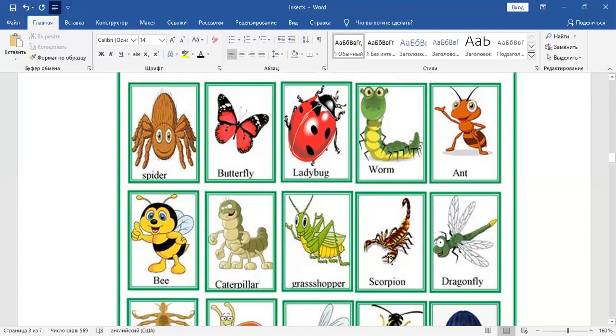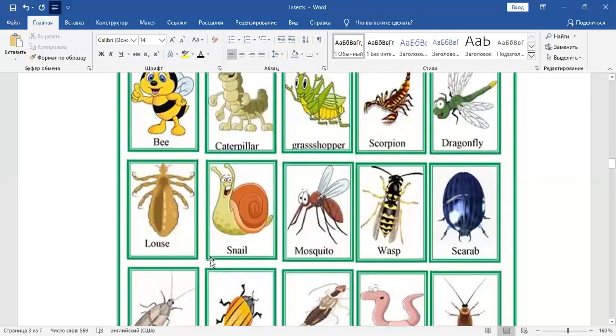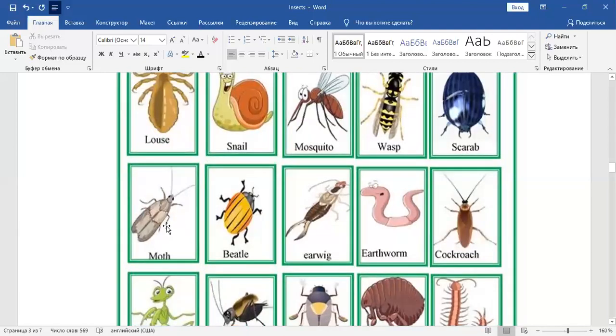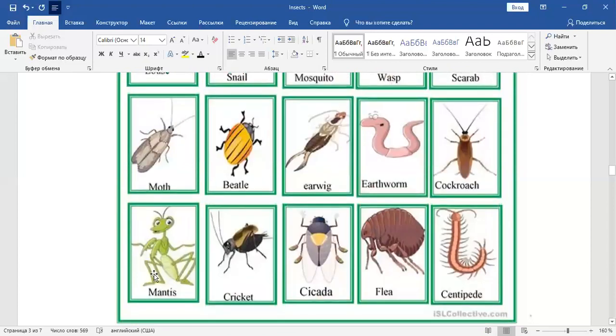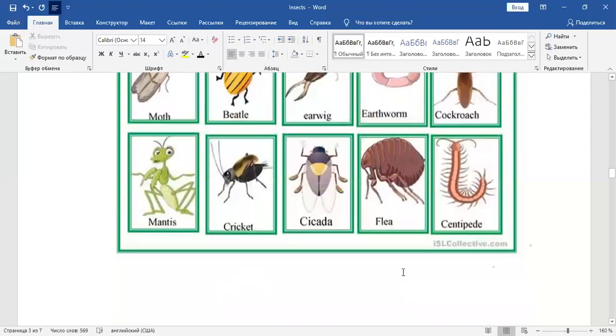Grasshopper, it's also nice. Scorpion, dragonfly. Louse, the plural of louse is lice, like mouse, mice, louse, lice. Lousy means bad. Snail, mosquito, wasp, scarab, moth. Moth is also quite uncommon. Beetle, earwig, earthworm, cockroach. Mantis, well, that's also quite uncommon. Cricket, that's quite uncommon. Cicada, flea, and centipede.